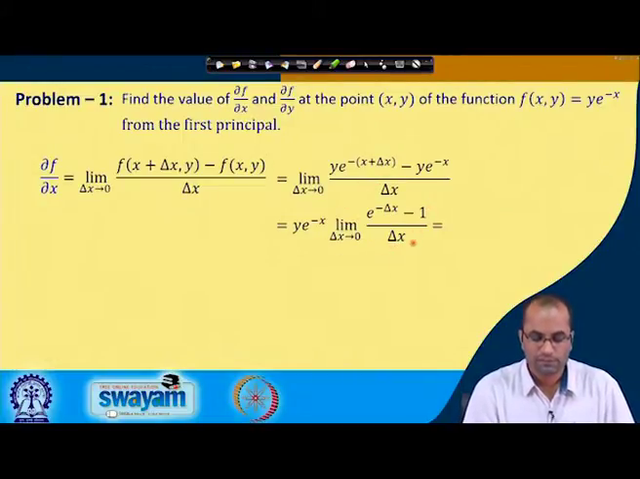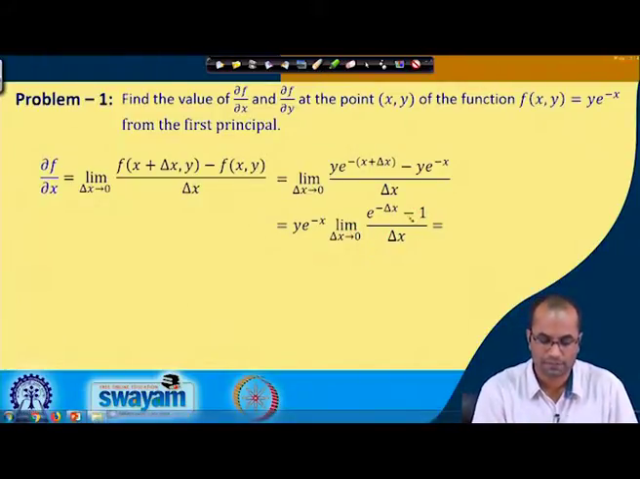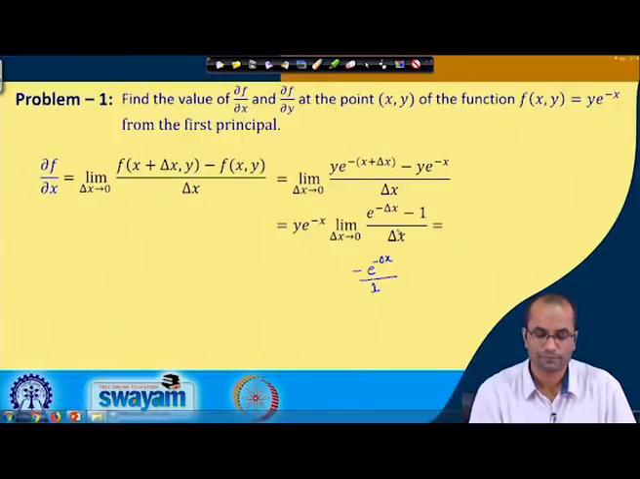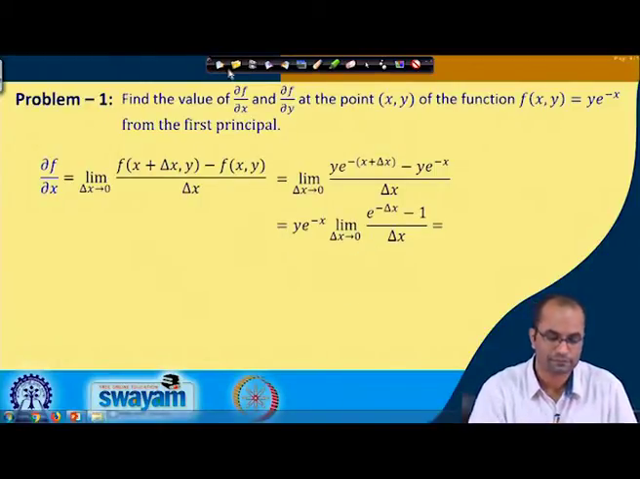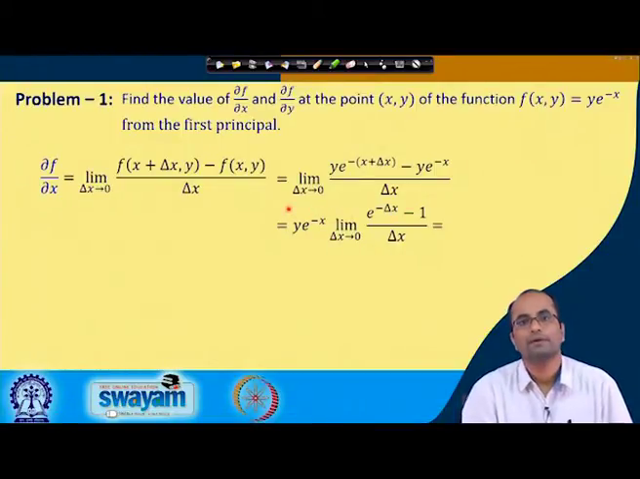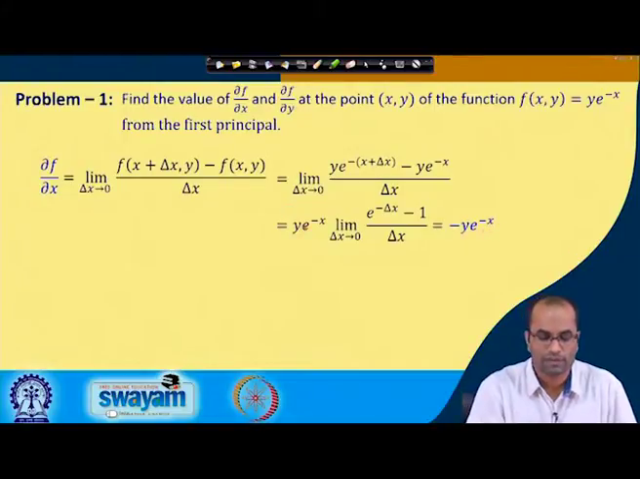Now, if we compute this limit, as delta x goes to 0, this e power 0, which is 1, minus 1 is 0 over 0 form. So, we can apply the L'Hopital rule, which says that this limit will be minus e power minus delta x, the derivative of this e power minus delta x, and the derivative of the denominator here will be just 1. So, when delta x goes to 0, this limit is going to minus 1. So, the derivative here in this case will become minus 1 times y e power minus x. So, minus y e power minus x.